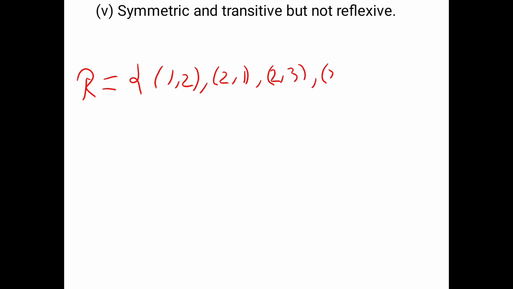Symmetric and transitive but not reflexive. The pairs are 1 2, 2 1, 2 3, 3 2. It is symmetric and transitive, but reflexive does not hold: 1 2, 2 1.